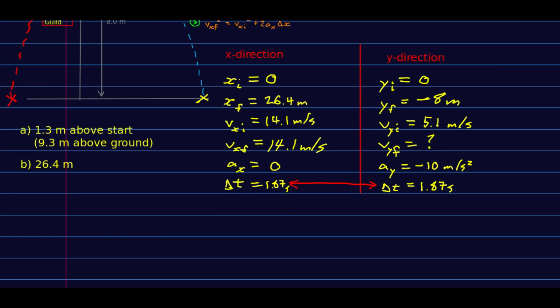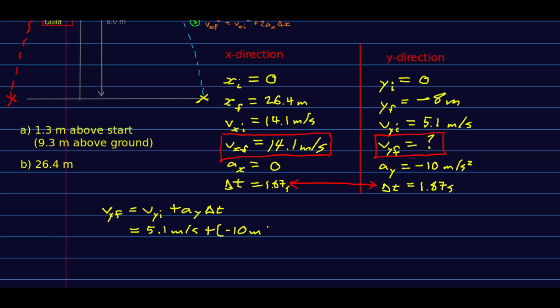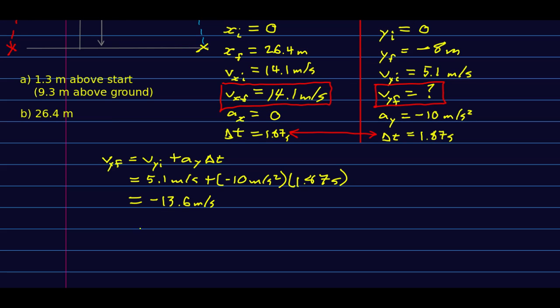One thing to notice is we already know one piece of the final velocity. There it is. Remember, we're talking about the same final as we were in part B, so everything here is the same. And so we're left just to find VYF, and that is going to be really easy because we can just say, well, VYF is, this is our first equation, VYI plus AY delta t, right? And so that's just going to be 5.1 meters per second plus negative 10 meters per second squared times our 1.87 seconds. I just took a moment to plug that into my calculator, and there's the answer.